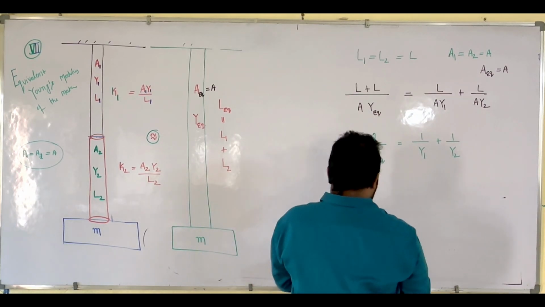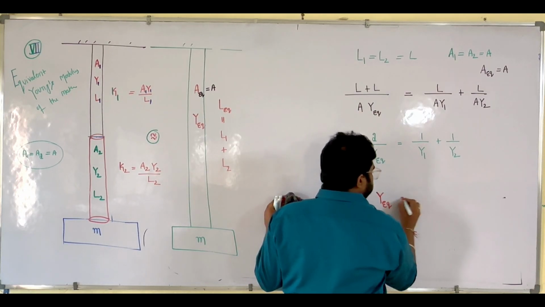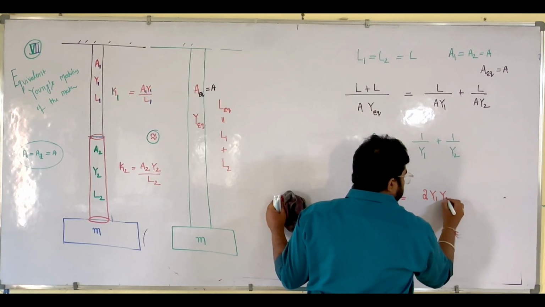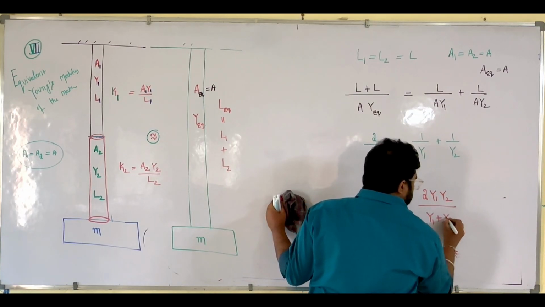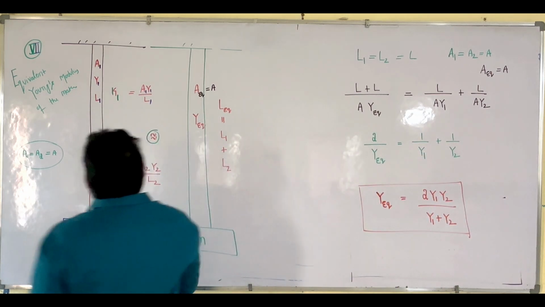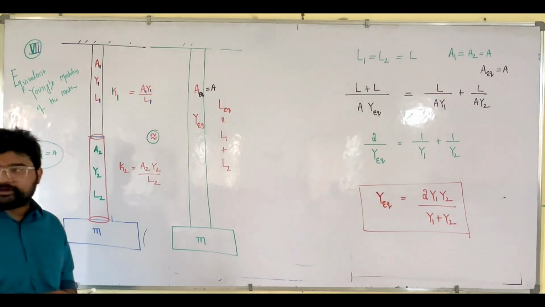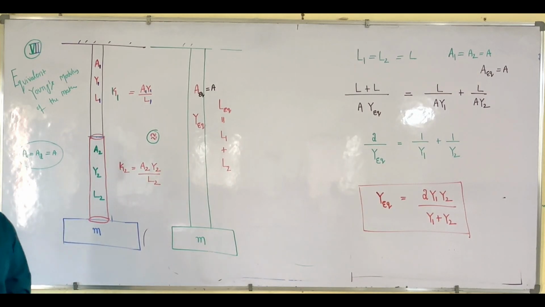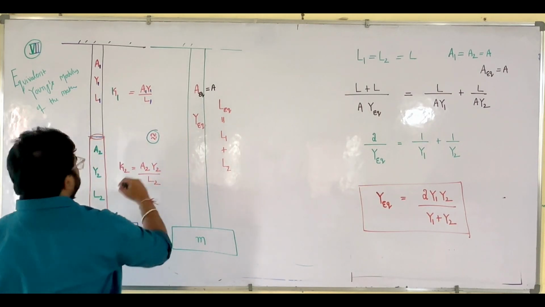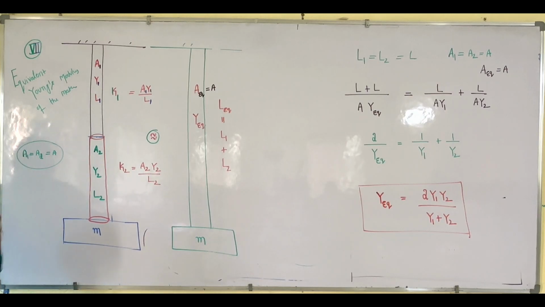Then confidently tell me, Y equivalent equals how much? Y equivalent equals 2 times Y1 Y2 by Y1 plus Y2. This is the special case. Both must have the same area of cross section, and the length would be the same. Understood? In that particular case, you will get 2Y1Y2 by Y1 plus Y2. Next, the eighth one is completed.